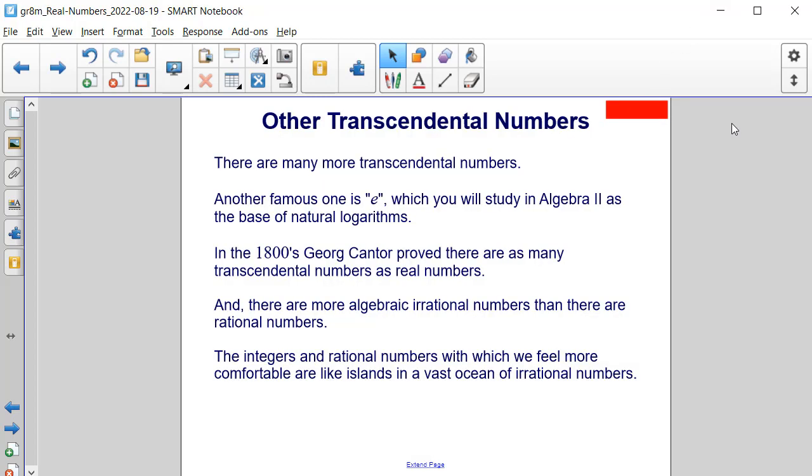There are many more transcendental numbers. Another famous one is e, which you will study in Algebra 2 as the base of natural logarithms. In the 1800s, George Cantor proved that there are as many transcendental numbers as real numbers, and there are more algebraic irrational numbers than there are rational numbers. The integers and rational numbers which we feel more comfortable with are like islands in a vast ocean of irrational numbers, because there are so many irrational numbers around those rational numbers or islands.